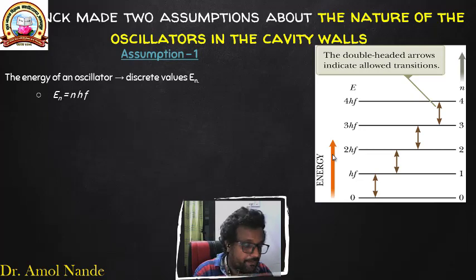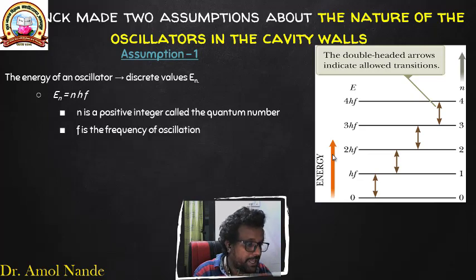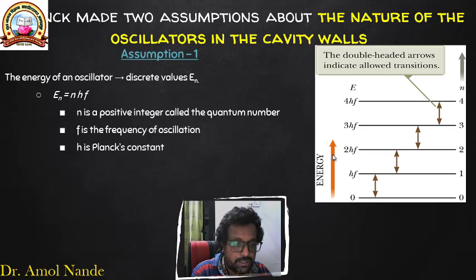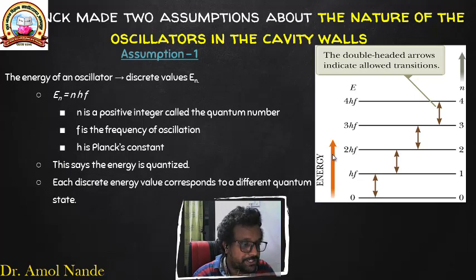En = nhf, where n is a positive integer, which we call the quantum number. h is the Planck constant and f is the frequency of oscillation. So this energy is quantized. As I said, you can have the first energy, second energy, third energy, but you cannot have 1.5 or 1.25. Each discrete energy value corresponds to a different quantum state.